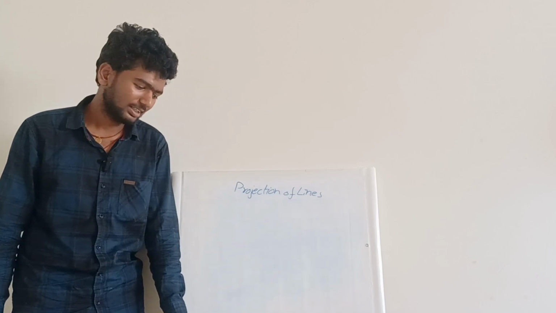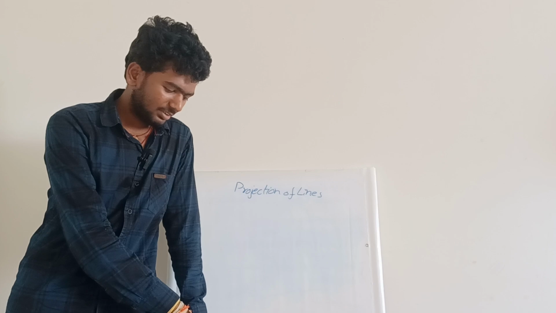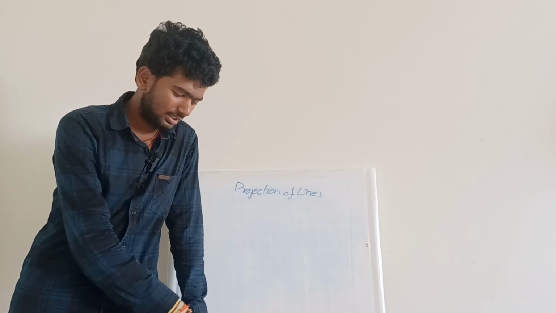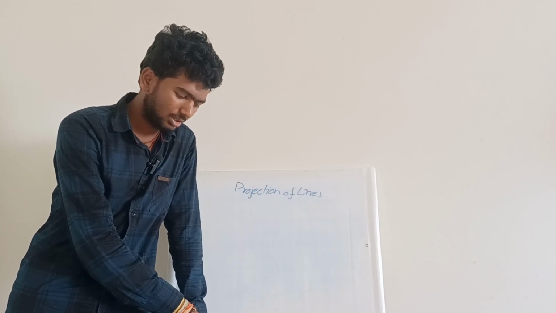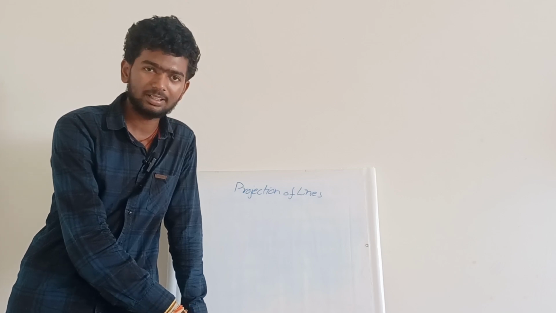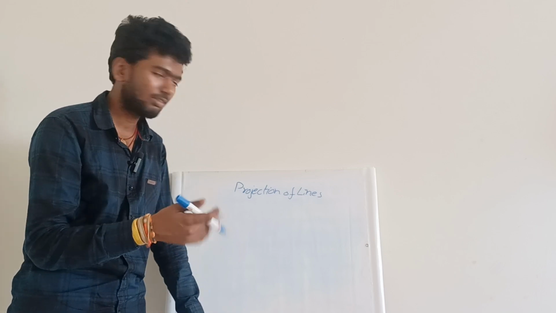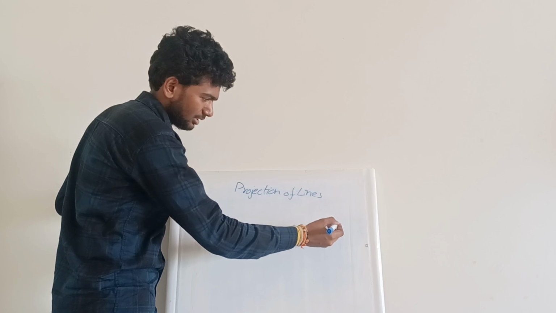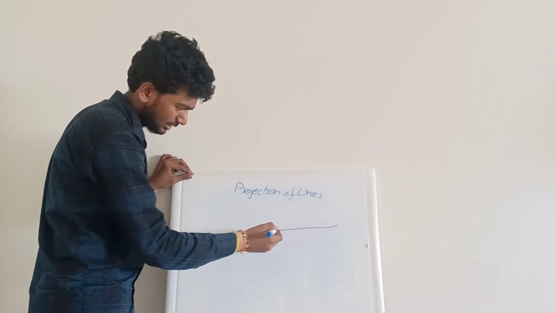Draw the projection of the straight line AB of 70 mm long in the following positions: parallel to both planes, the horizontal plane and the vertical plane, and 20 mm away from it. First draw the reference line, that means the XY line.